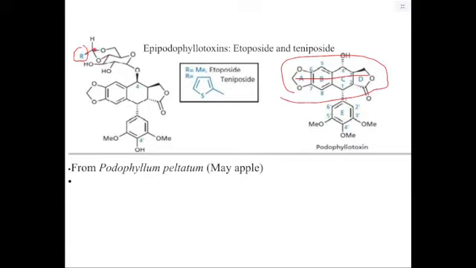So the difference in these molecules is the substituent in this second molecule, whereby you can either have a hydrogen or a methyl group there for etoposide, or you can have a thiophene moiety there for teniposide, with retention of activity.